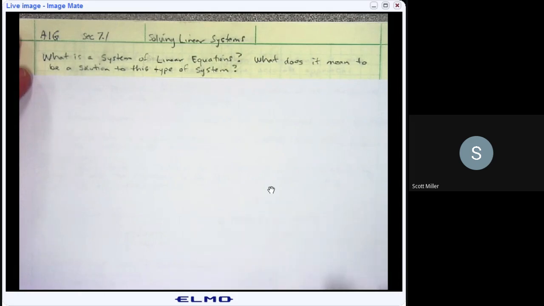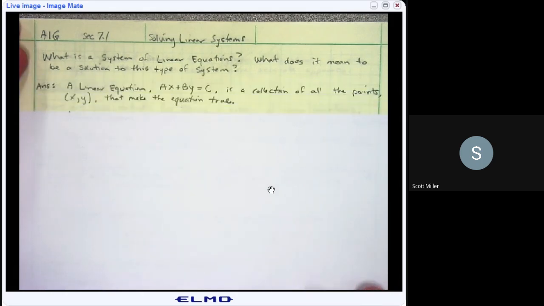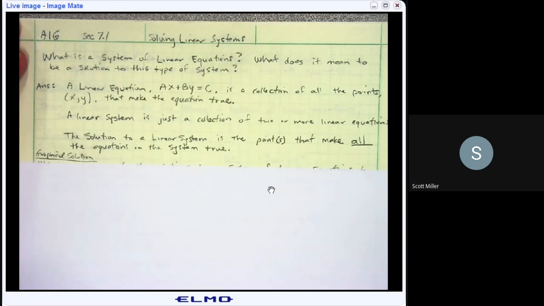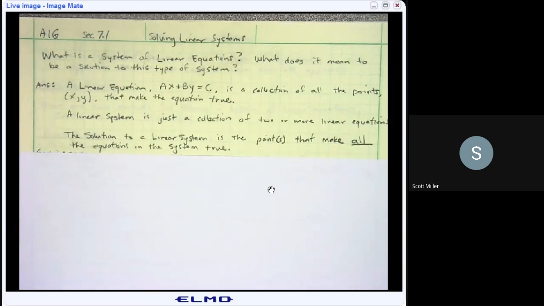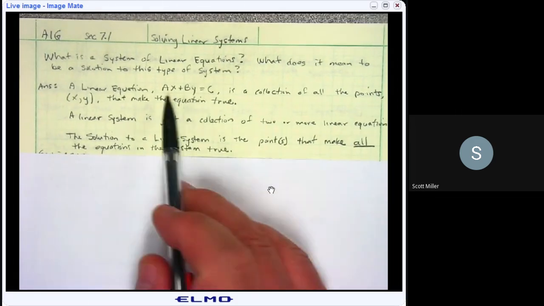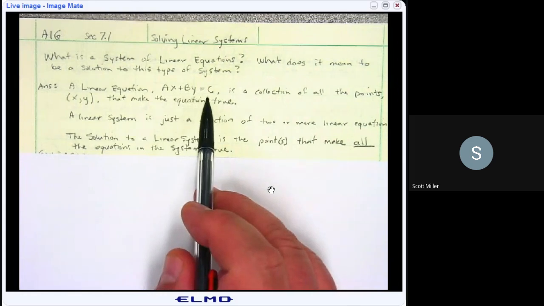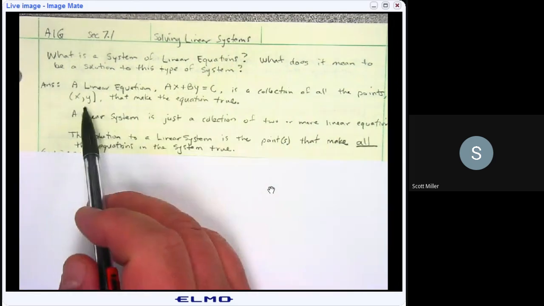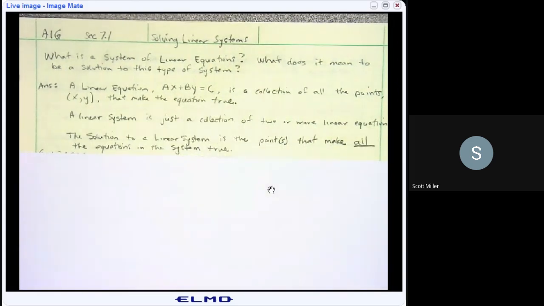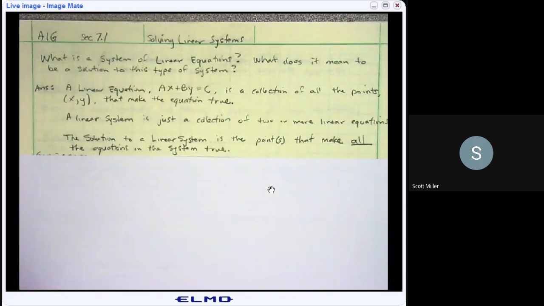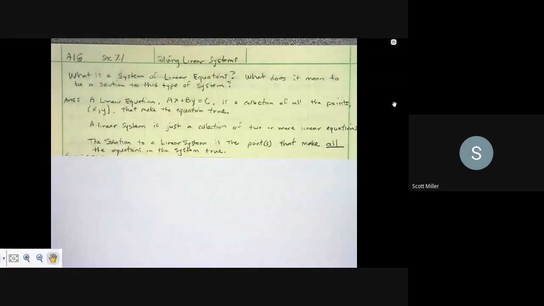So how do I find a solution if there's more than one equation? What does that mean? Let's take a look. A linear equation, ax plus by equals c, is a collection of all the points x and y that make this equation true. All the points that make that equation true are considered solutions to that equation.